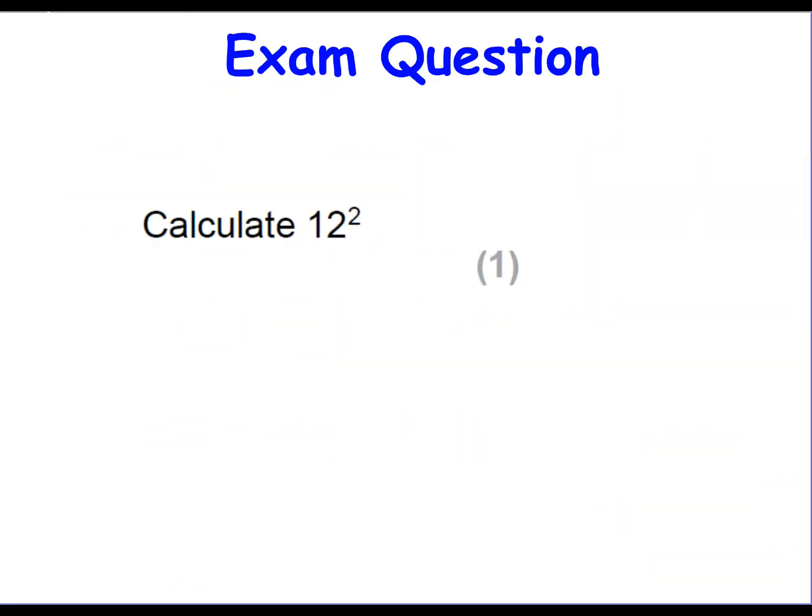Here's an exam style question, quite straightforward. Calculate 12 squared. Now with 1 mark we don't have to show any working out, so if you can remember your 12 times tables and you understand that 12 squared means 12 times 12, then you can just write down 144.